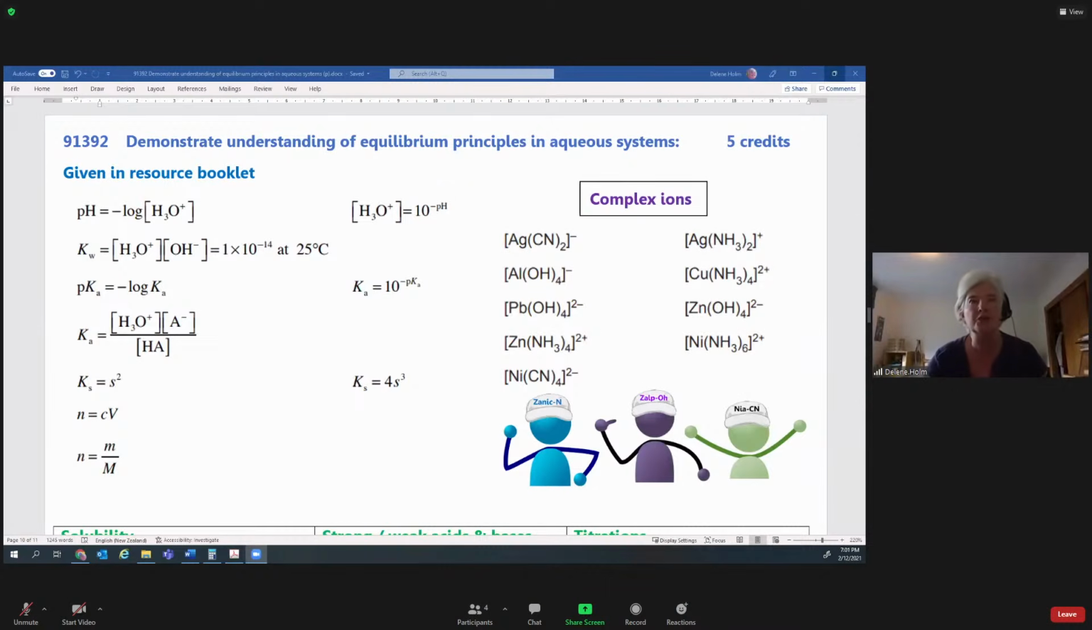And hopefully you can see the 91392, which we're going to be going over, which is about the equilibrium principles in aqueous systems, which is 5 credits. Now, the first thing you should always be looking at is what help is available. And of course, the biggest help is the resource booklet. So make sure that you look at the resource booklet that comes with the exam. It's normally a separate booklet.